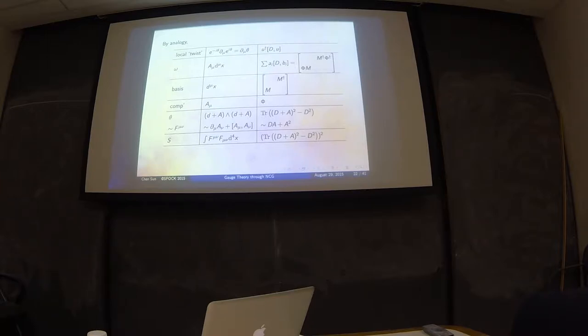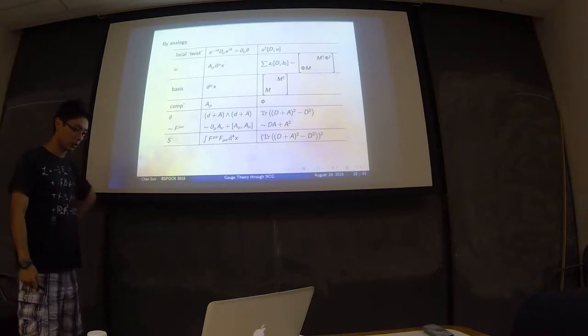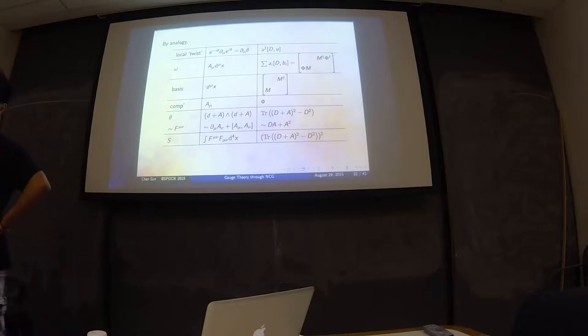Okay. Now we can draw this chart, this table. If we look at the ordinary gauge theory, there is a local twist due to the derivative of the parameter. And so do we have in this non-commutative case. We have this ordinary one-form, and it is generalized to something like this. Originally, there's a basis of the one-form. Here, the basis is the matrix basis.